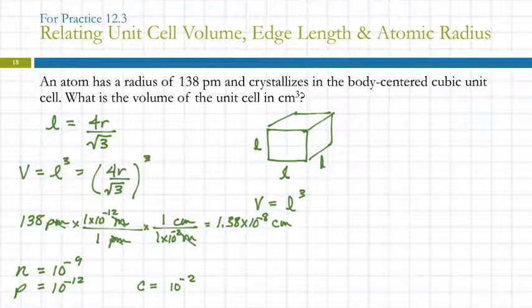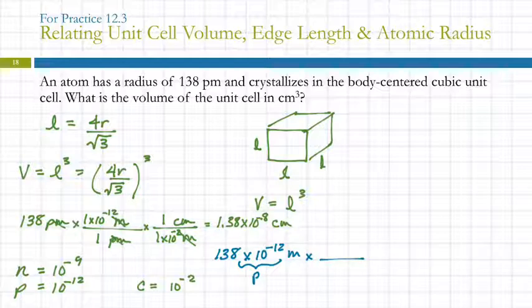Let me show you one kind of shortcut that works pretty well without a lot of thinking. So if I take this 138 picometers, instead of writing pico here, I can write what pico stands for, which is 10 to the minus 12. So 138 times 10 to the minus 12 meters. This part is the pico. Now I've got meters, and then I can convert to centimeters in one step. I'll get the same answer. There are other things you can do, but I don't recommend them because I see students mess them up a lot. Okay?